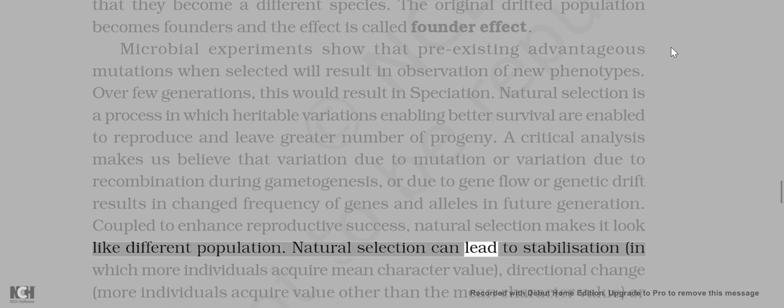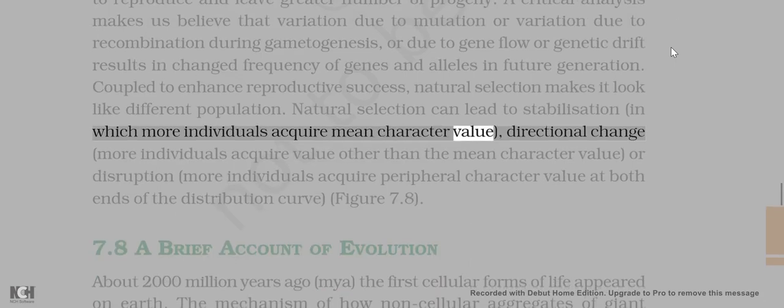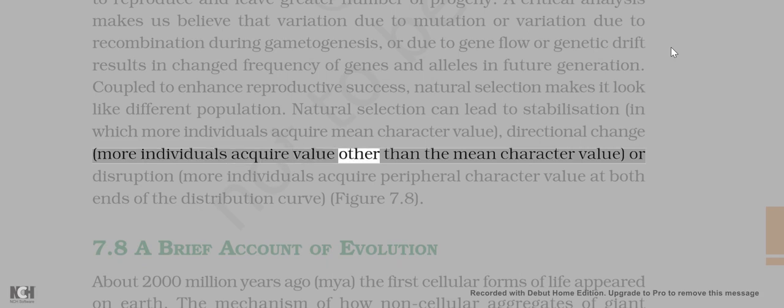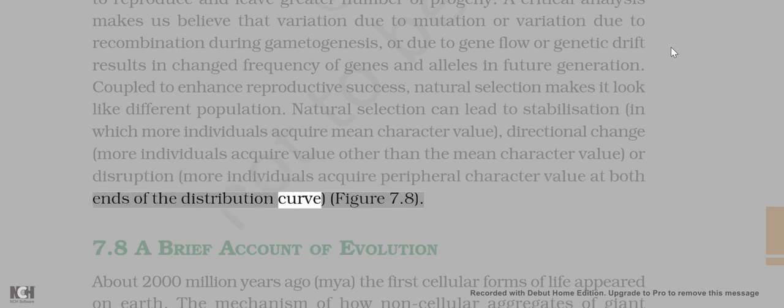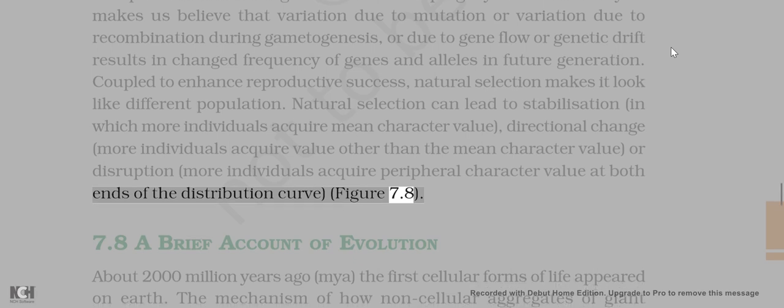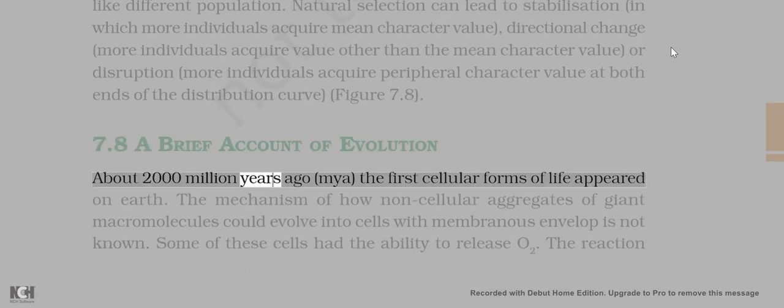Natural selection can lead to stabilisation, in which more individuals acquire mean character value; directional change, in which more individuals acquire value other than the mean character value; or disruption, in which more individuals acquire peripheral character value at both ends of the distribution curve. Figure 7.8.